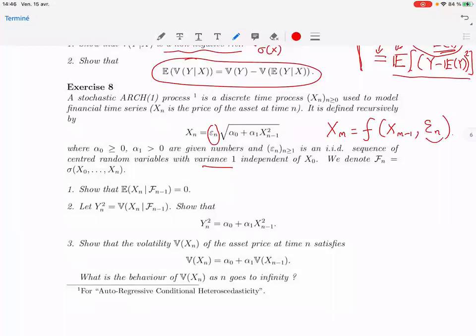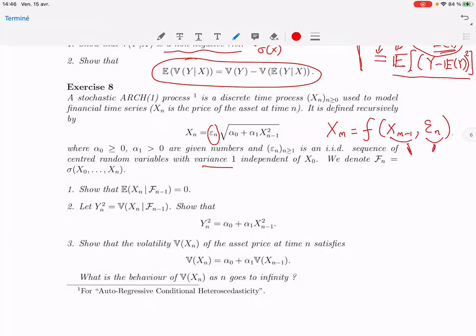It means in particular that X_(n-1), by construction, will depend only on epsilon 0, epsilon 1, epsilon 2, up to epsilon n minus 1, because it is constructed by recursion like that. And so the random variable epsilon n will be independent of X_(n-1). You can prove it by recurrence.